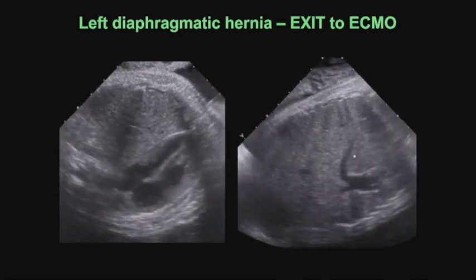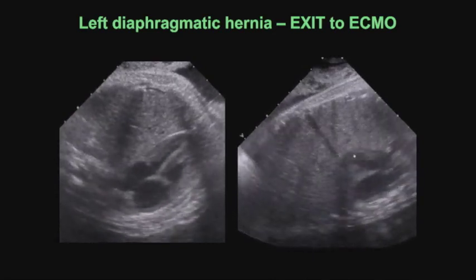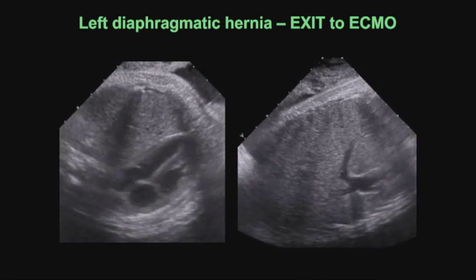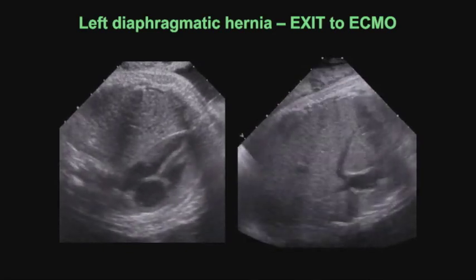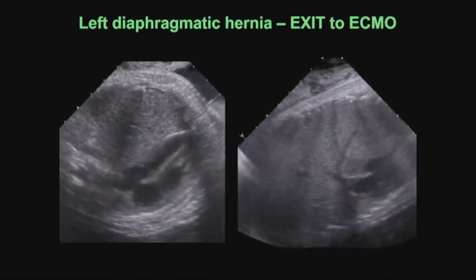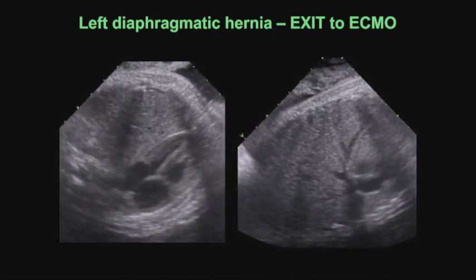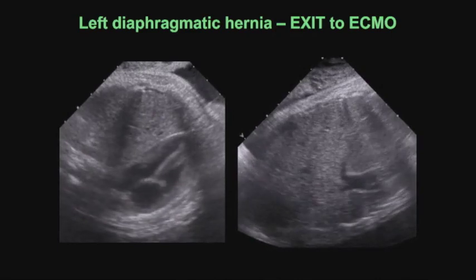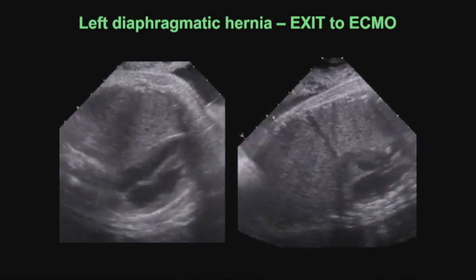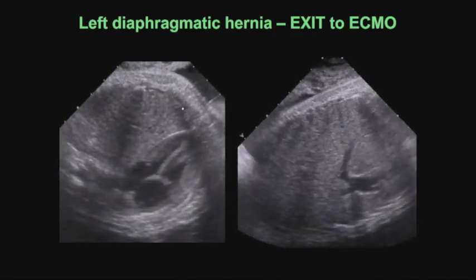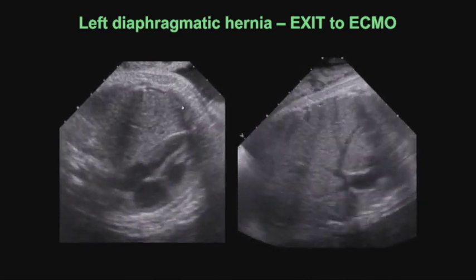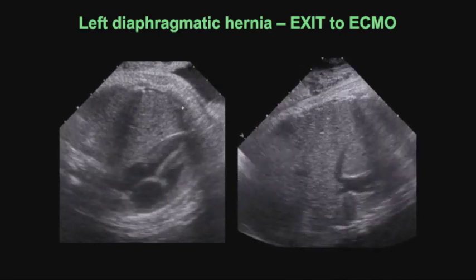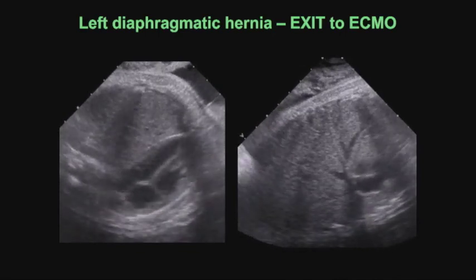So this fetus, it was determined that with such a low lung volume, this fetus would benefit from exit to ECMO, which is where the fetus is hooked up to catheters that take the blood from the fetal circulation, oxygenate it, and return it to the baby. So this is during the procedure, and during the procedure, ultrasound plays a key role to make sure the umbilical vein doesn't get compressed because the fetus is still connected to the placenta.